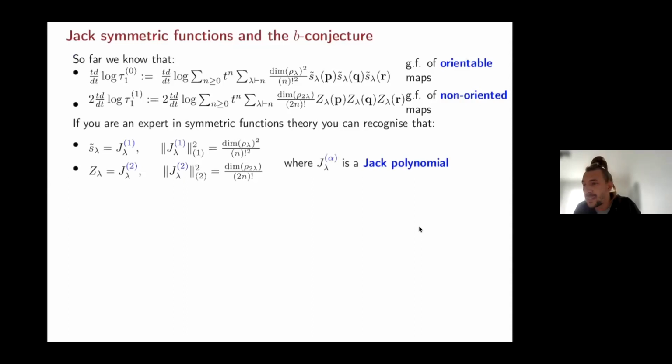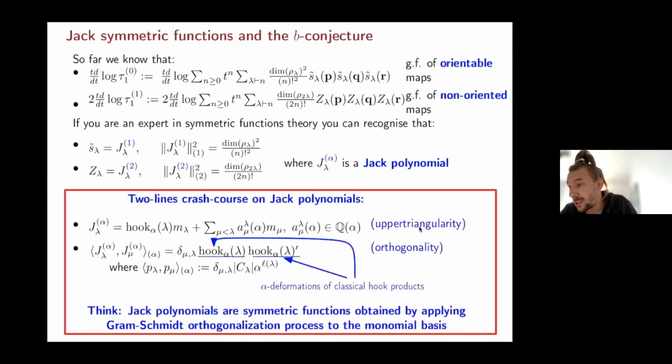If you are an expert in symmetric function theory, you can recognize that Schur symmetric functions and zonal polynomials are special cases of something called a Jack polynomial. And if you are not an expert in symmetric function theory, I have this 2-line crash course on Jack polynomials, which tells you what these things are.